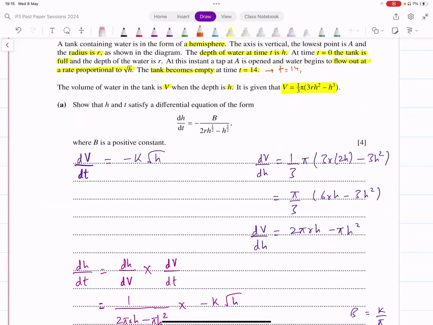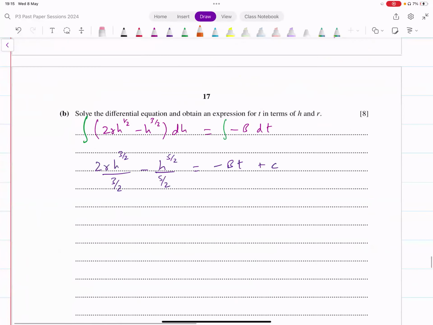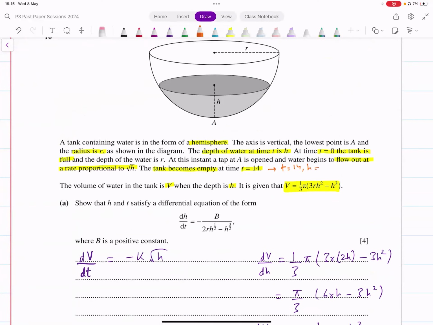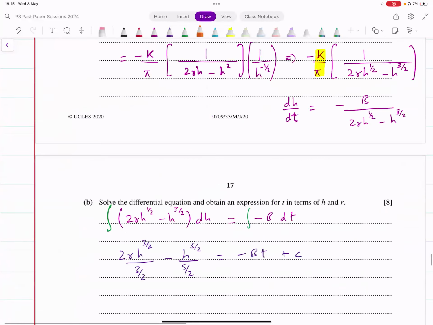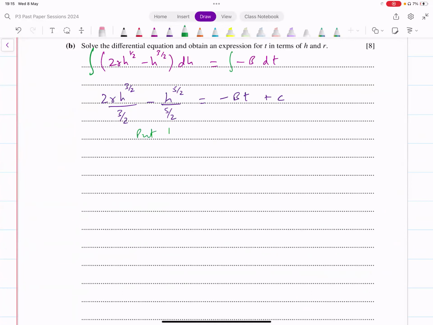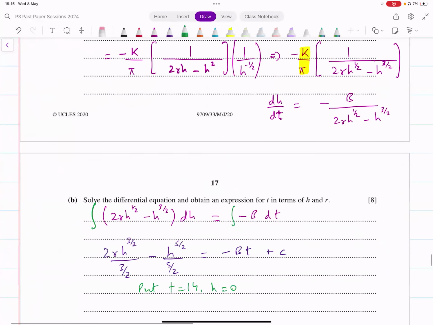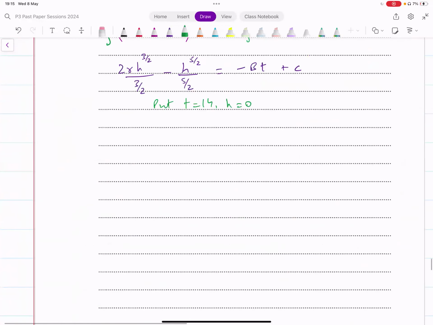When time is 14, tank is empty. What's the variable that we have? h, depth of water, will be 0. That's one point. t equals 14 and h equals 0. Let's input t equals 14 and h equals 0 first of all. Let's see what that gives us. 2 goes to the numerator here. It becomes 4 over 3r. In place of h, put 0. 0 raised to power 3 over 2 minus 0 raised to power 5 over 2 equals minus b into 14 plus c. We get an equation in terms of c and b. It's going to be 14b equals c.